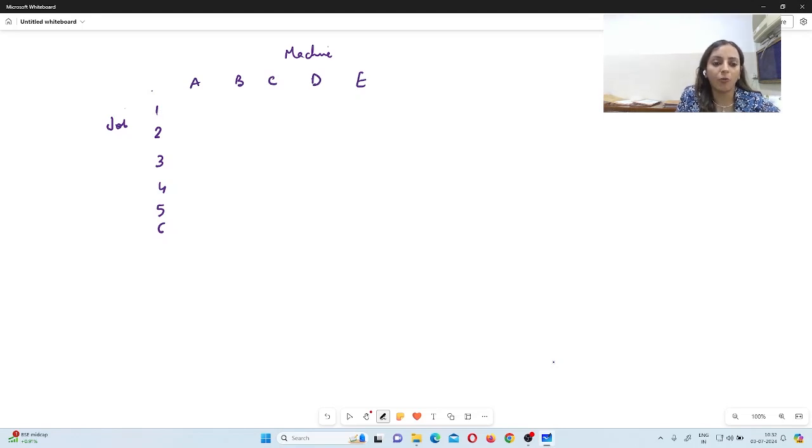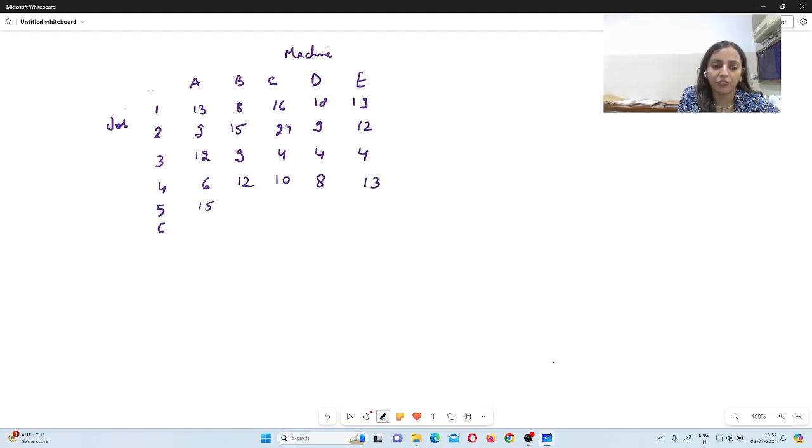And we are given, like, when job one works on A, what will be the cost for that? So note down the cost is 13, and for job 1 on B the cost is 8, right? Then 16, 18, 19. And in job 2 it is 9, 15, 24, 9 and then 12. And for job 3 it is 12, 9, 4, 4 and again 4. And for the fourth job it is 6, 12, 10, 8, 13. And for the fifth one it is 15, 17, 18, 12 and 20.